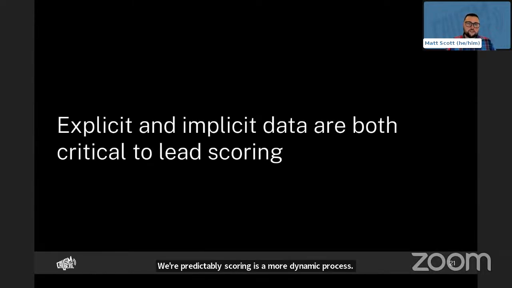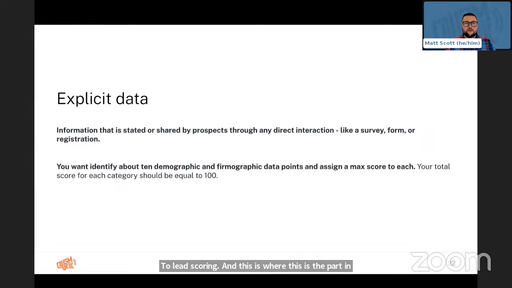So I want to talk about which data points really matter. This is where you'll learn how to assign values to various interactions. Both explicit and implicit data are critical to lead scoring. And this is the part in the webinar where we're going to talk about how to assign actual individual values.